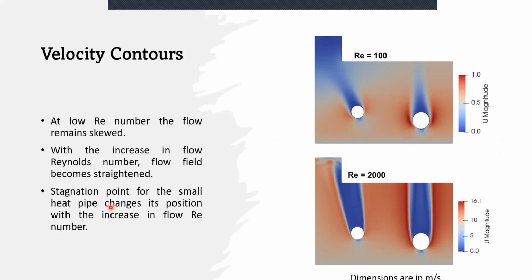If we look at the velocity contours, we can see that at low Reynolds number, the flow remains skewed and it gets straightened when the Reynolds number increases. And also the stagnation point is a little misplaced from the flow direction, but it gets straightened or changes its position with the increase in Reynolds number.